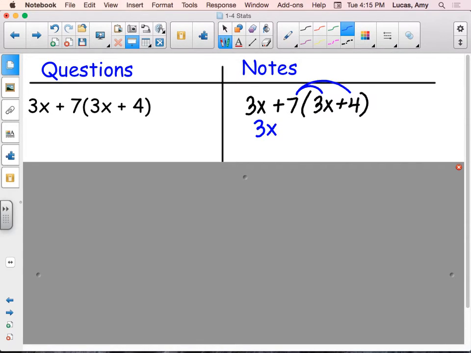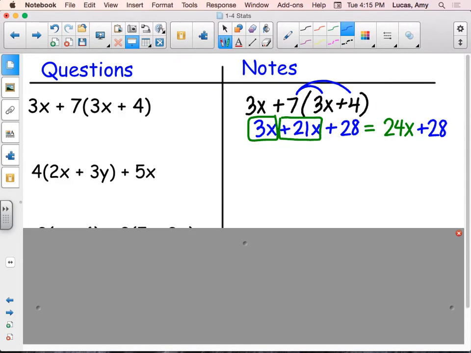So 7 times 3x is 21x, plus 7 times 4 is 28. Now I can add together my like terms. So 3x plus 21x would be 24x. So my final answer is 24x plus 28. Another one like that.